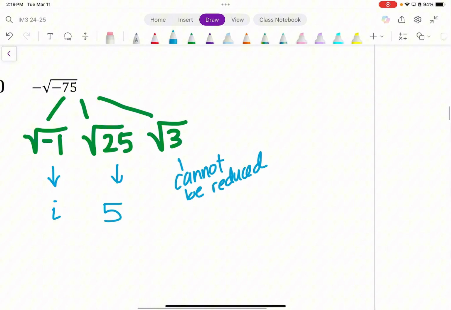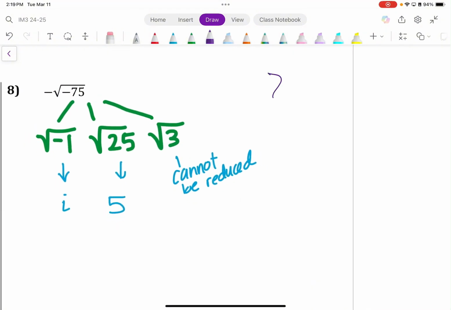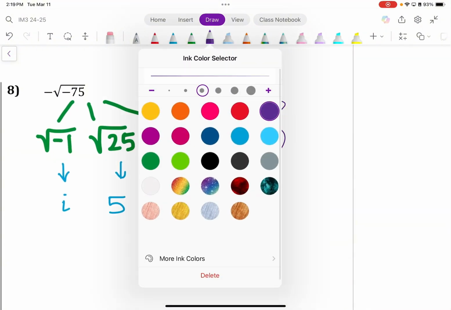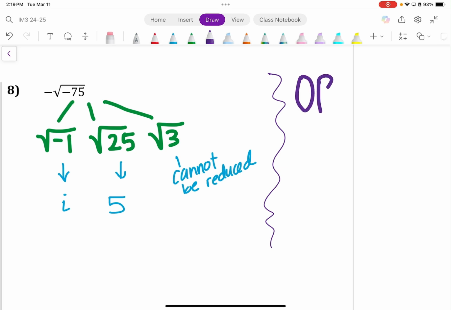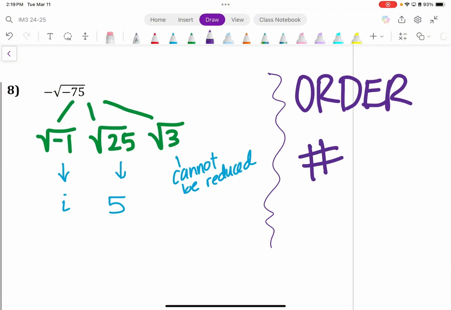Now, before you write your answer, there's a specific order that you need to follow. So write this down somewhere on your notes. The order is as follows. Whole numbers come first, followed by I, followed by any remaining radicals. Okay? That's going to be your order. Once again, it's whole numbers first, followed by any i's, followed by any remaining radicals.